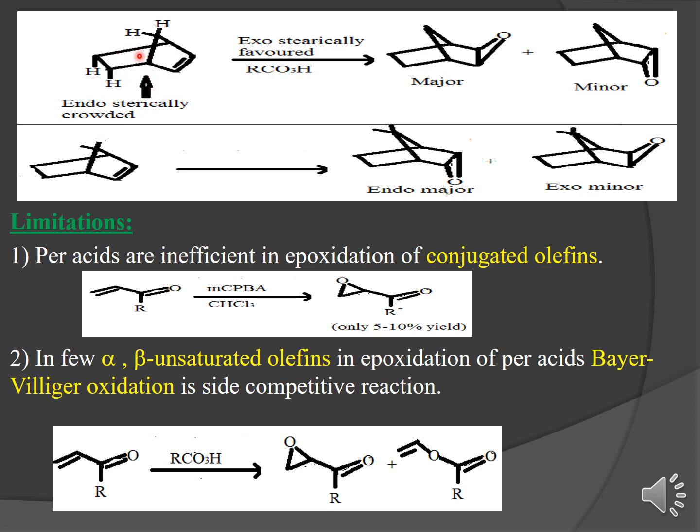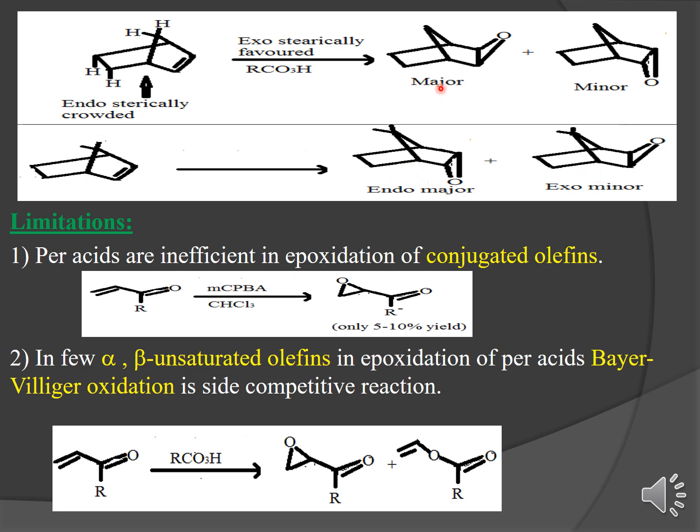This is an endo compound. So what happens here is there are two products, one is your major product and one is your minor product. If you are treating it with the peracids, this product is your major. If you are taking the exosterically crowded compound, at that time endo is your major, exo is your minor.